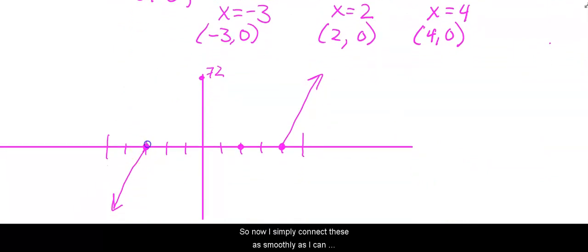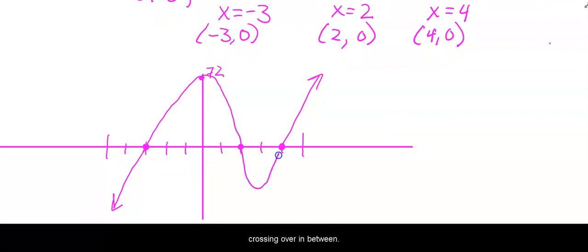So now I simply connect these as smoothly as I can, crossing over in between. Now, do I know that the lowest point on the graph here is right there? No, I don't. I'm doing a guesstimate of what the overall graph looks like. Notice I have two turning points, which means that the degree has to be at least 2 plus 1, or 3, or larger. 3, 5, 7, 9, any higher odd degree.